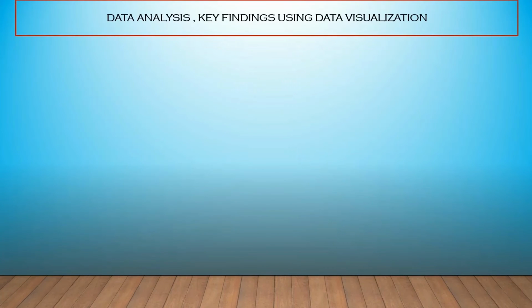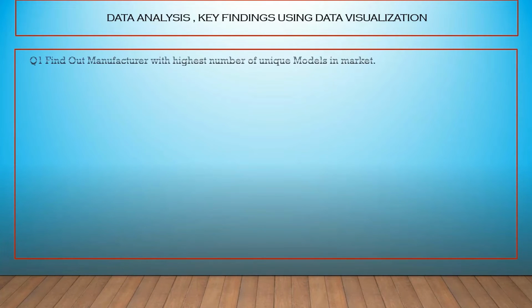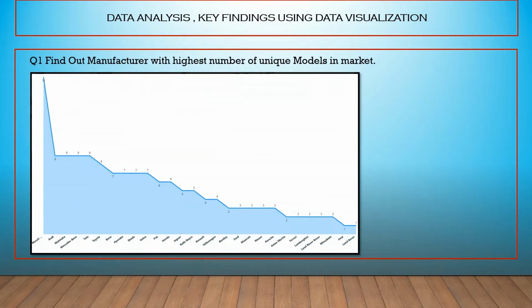Now let's head on to data analysis key findings using data visualization. Our first objective was to find out the manufacturer with highest number of unique models in the market. We've used area chart to determine the manufacturer with the highest number of unique models in the market, and it can be seen that the Maruti Suzuki has the highest number of models or the variants. It has 18 variants.